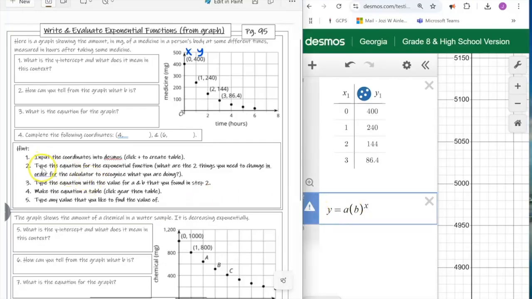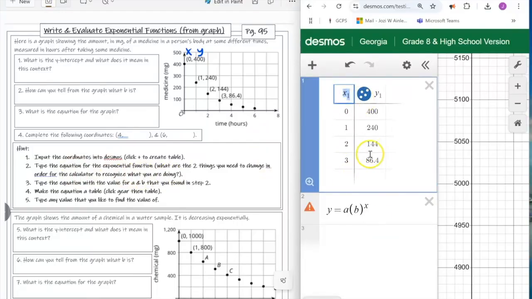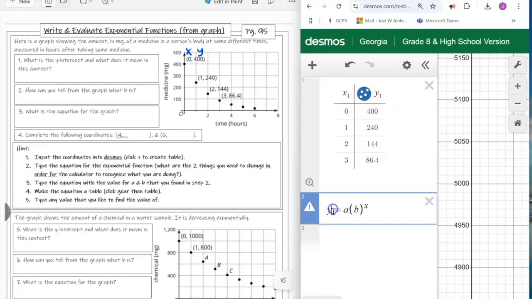That's because there's two things that you need to do. What are the two things that I need to change in order for the calculator to recognize what you're doing? Well, first you have to tell it, hey calculator, I want you to look at this table and give me the answer. So you got to use what the table is using. Sometimes this does change, so please be careful. Sometimes it's x2, sometimes x3. So right now it's x1, and y1, so which means everywhere I see an x or a y, I'm just going to go ahead and type in a 1.